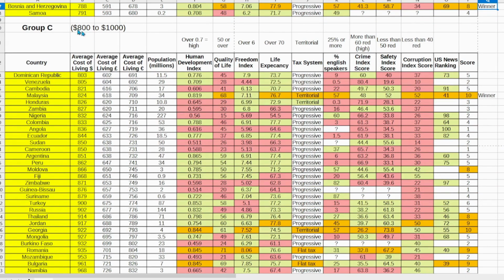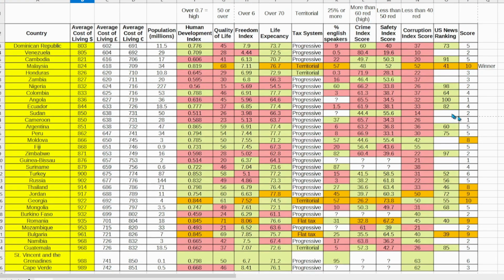We then move on to Group C, which has a cost of living per month of between $800 and $1,000. So the first country that scored high was Malaysia. Malaysia has 10 points, which is the maximum number of points achievable. So Malaysia scores high on every category of the table. So the Human Development Index figure was 0.819. Quality of life is 68 out of 100.